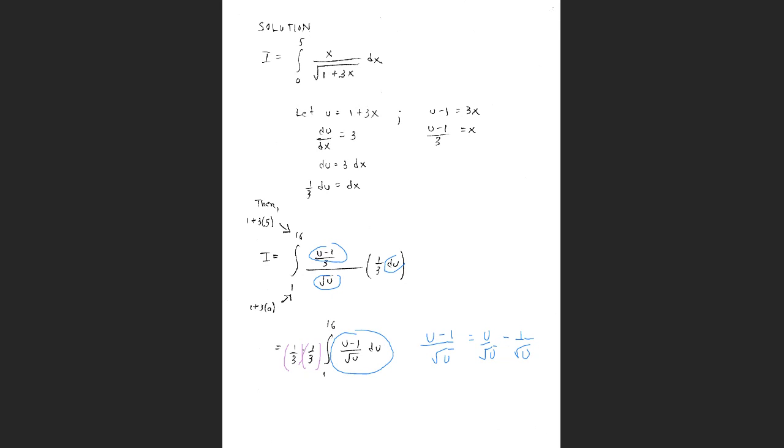The u over the square root of u can be simplified, and the 1 over the square root of u can be simplified. Okay, so let me go to the next page and show you that. Is everybody good here?